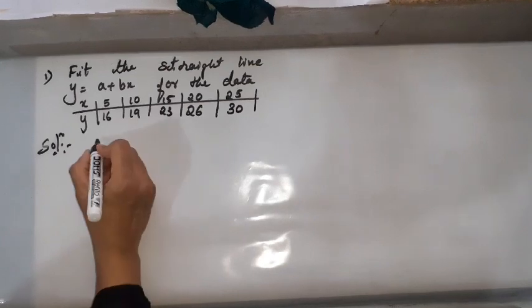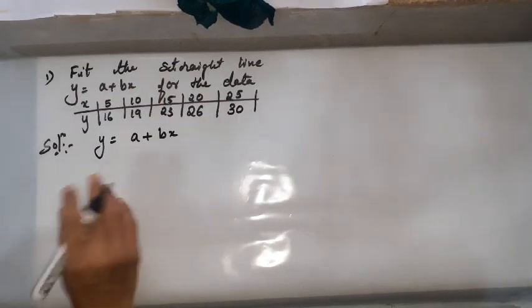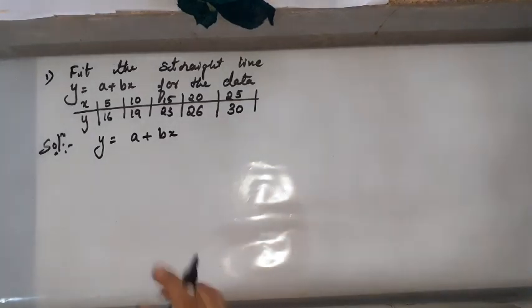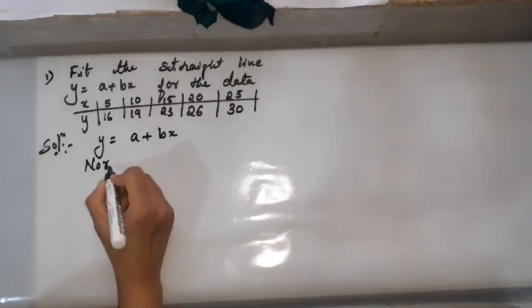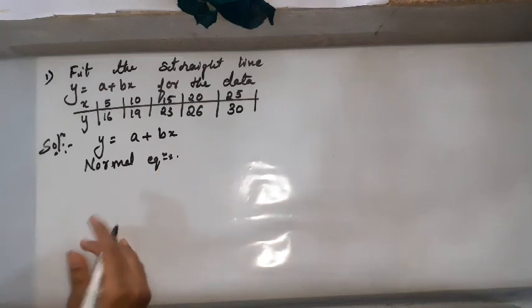Okay. So what is the line which you have to fit? It is y is equal to a plus bx. Just take the line as it is. Now, first write the normal equations. So what are the normal equations?